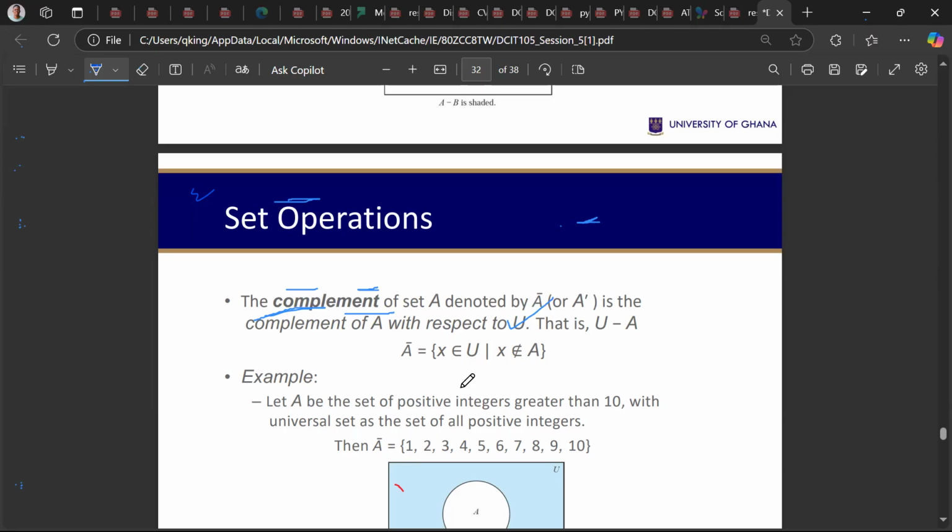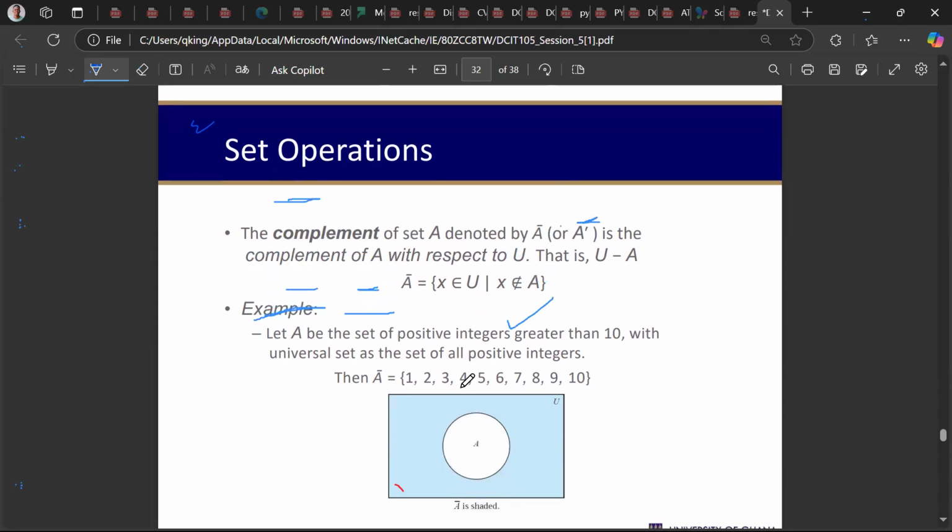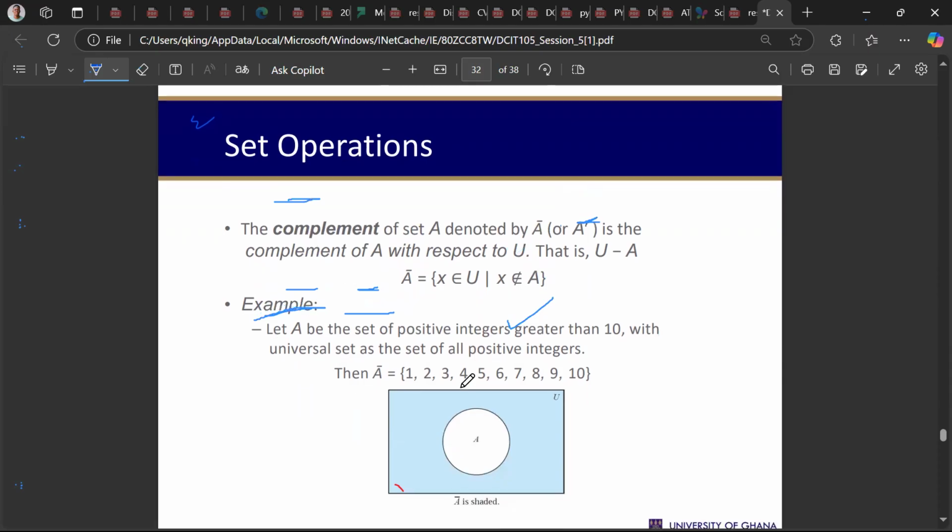And so we want to look at an example. I want to look at this example here. And so what this means is that A complement is basically equal to the set of X such that X is an element of the universal set, such that X is not an element of the set A.